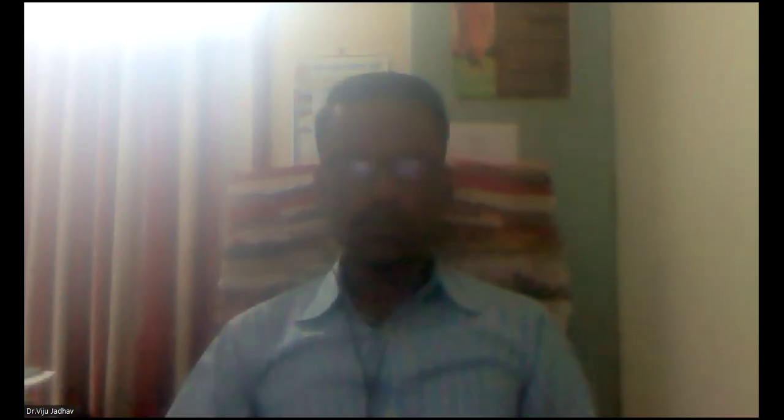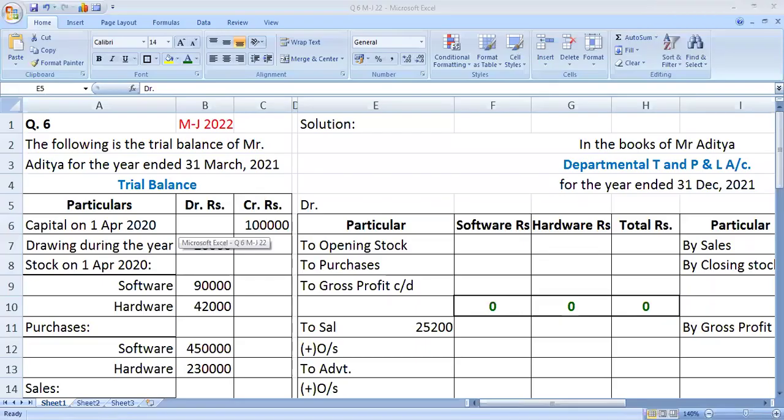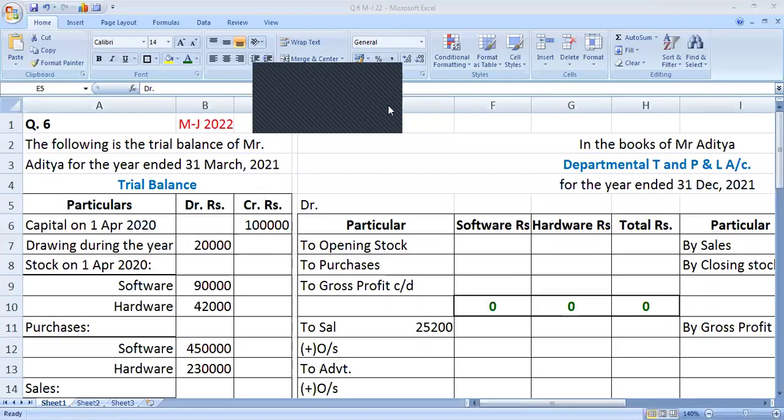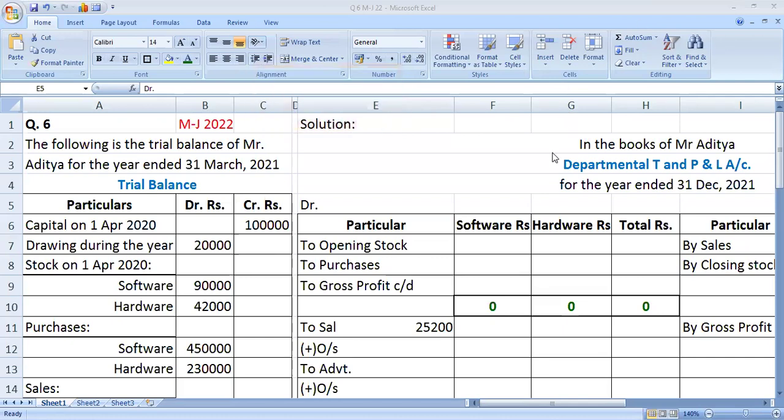This is the sixth question of this topic. This question was asked in the examination May-June 2022. The following is the trial balance of Mr. Aditya for the year ended 31st March 2021.